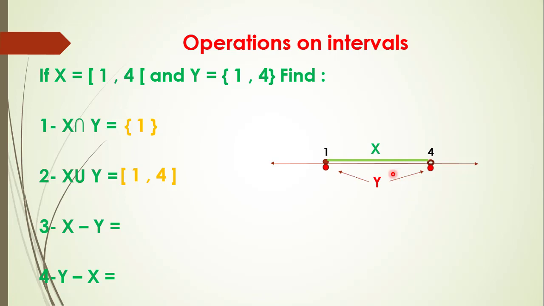Number 3, x difference y means elements that belong to x but don't belong to y. Let's see here. So it will be this region that belongs to x but not to y. So this region from 1 to 4, opened or closed, doesn't belong to y. So I'll open at 1, and also I'll open at 4 because 4 belongs to y. So it will be the open interval from 1 to 4.